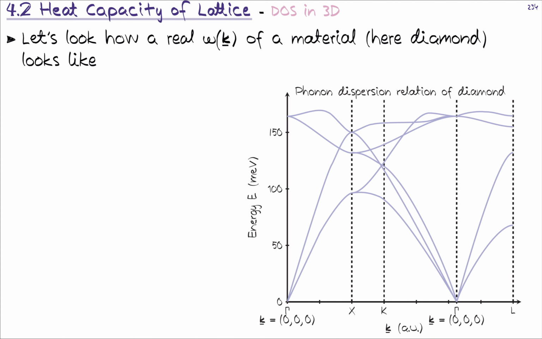So this is the real 3D dispersion relation, or sorry, let me correct. This is a 1D dispersion relation along certain lines in the 3D dispersion relation of a real material. We are going from the gamma point, which is the origin of the first Brillouin zone in a 3D case, and I'm drawing a line from the gamma point to the X point, and plotting the dispersion relation along that specific line.